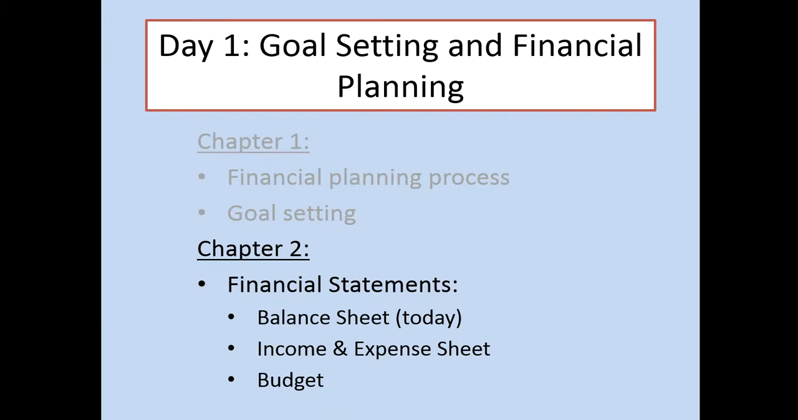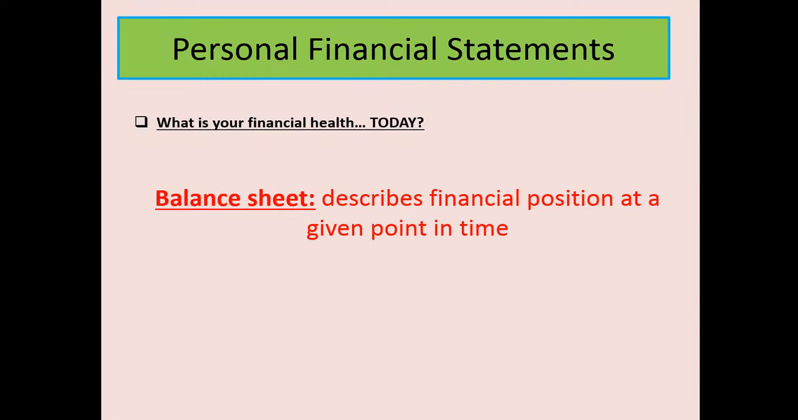So we have been talking about the early stages of financial planning, the first of which was goal setting. After that, we want to get a snapshot of where we are today financially, and that is the personal balance sheet. Tomorrow's discussion will be on income and expense sheet and budget, and that's kind of like the where do we go from here step, the forward planning step. But today is all about where do we sit today with the personal balance sheet.